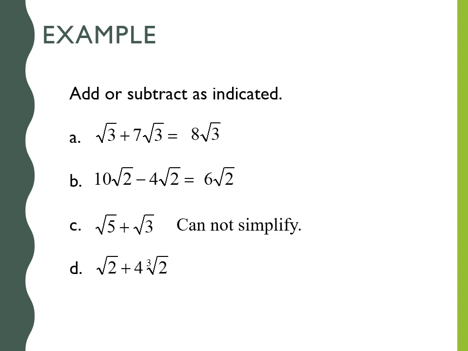Okay? Now we are going to look at D. We have the square root of 2 plus 4 times the cube root of 2. This time we have the same radicand, but our indexes are different. So therefore, it still cannot be simplified. So I hope you see the difference when I can add or subtract versus when I cannot add or subtract.